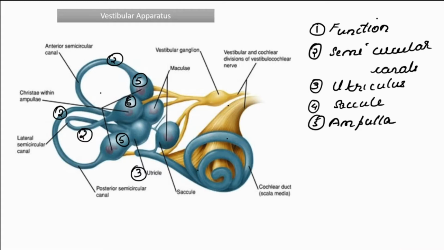This is an abnormal condition relating with the vestibular apparatus. Okay, so we are going to see that. Three semicircular canals we can see here. These semicircular canals are arranged at right angles to each other. Each one is arranged at right angle to the other one.